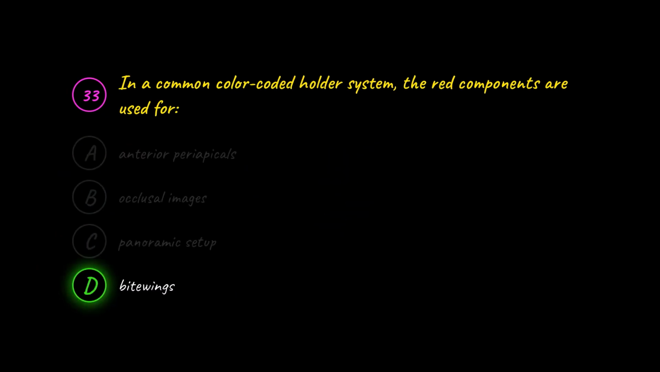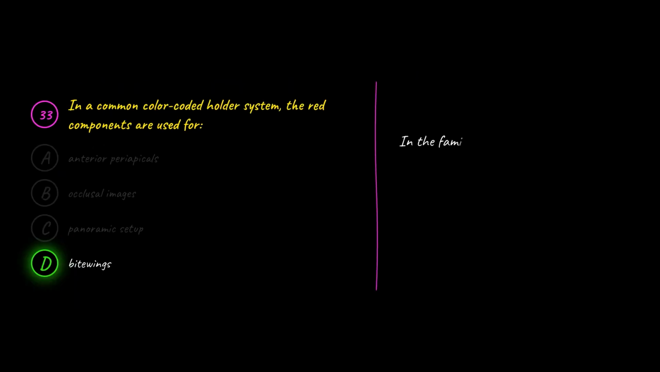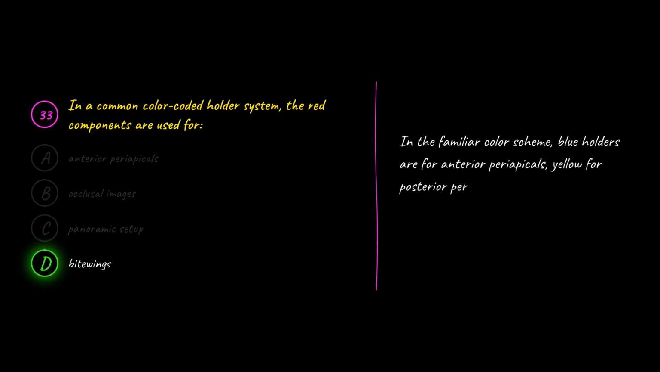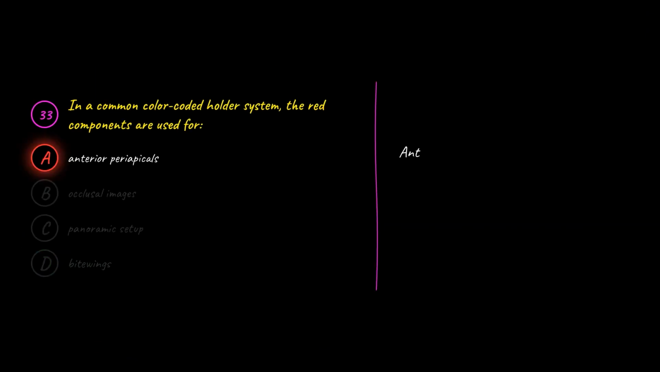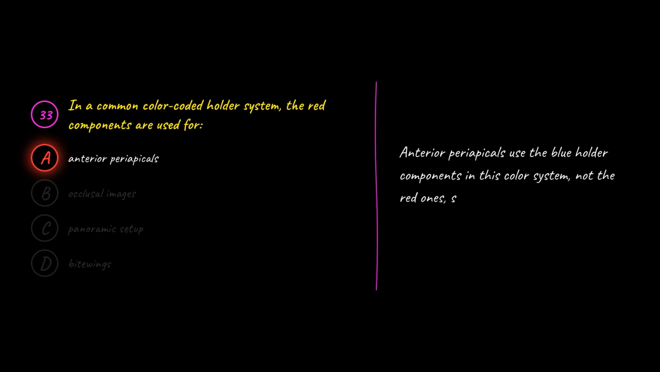The correct answer is D, bite wings. D is correct because in the familiar color scheme, blue holders are for anterior periapicals, yellow for posterior periapicals, and red for bite wings. So red identifies the bite wing assembly the operator reaches for. A is wrong because anterior periapicals use the blue holder components in this color system, not the red ones. So red would direct the operator to the wrong assembly for that view.